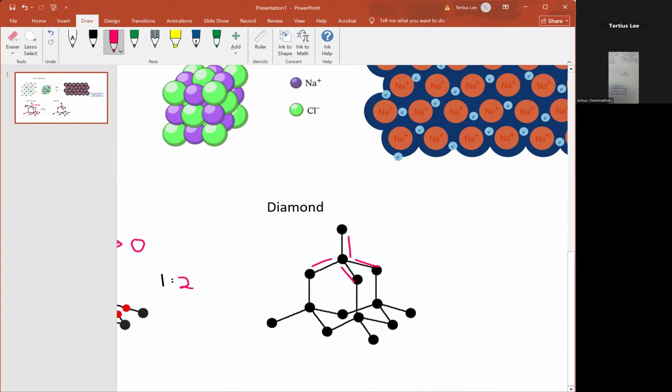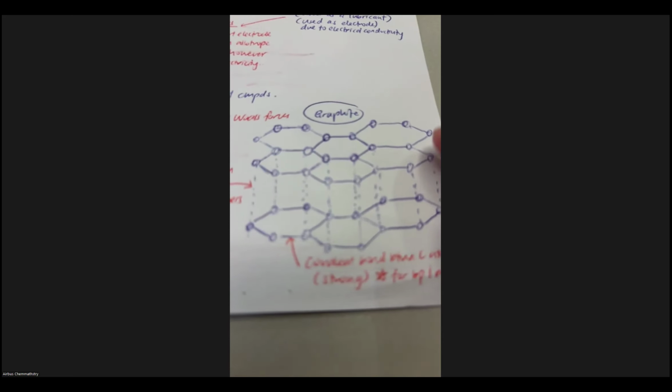Okay, so let me pause my share. Right, let me stop the share. Okay, so graphite. This is actually what's going on in graphite. So basically, each layer is called graphene. Each layer of hexagonal ring is called graphene. Then many layers of graphene is going to form graphite.